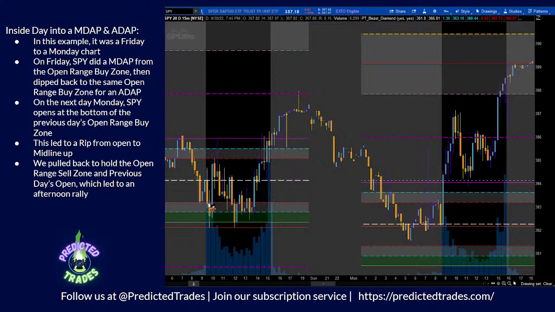So we got a morning dip and rip, an afternoon dip and rip, and then the next day it led to taking off right out the gate, getting back up near those close and overnight highs, a dip back down to the previous day's open, and then up. So, afternoon dip and rip for more up to our destination.